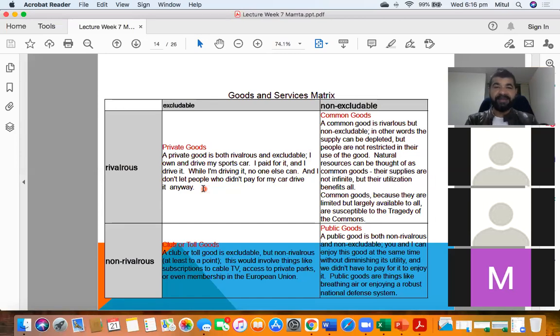I own and drive my sports car. I paid for it and I drive it. While I'm driving it, no one else can use it. I'm the only one who drives. And I don't let people who did not pay for my car drive it anyway. See that? That's called private goods.